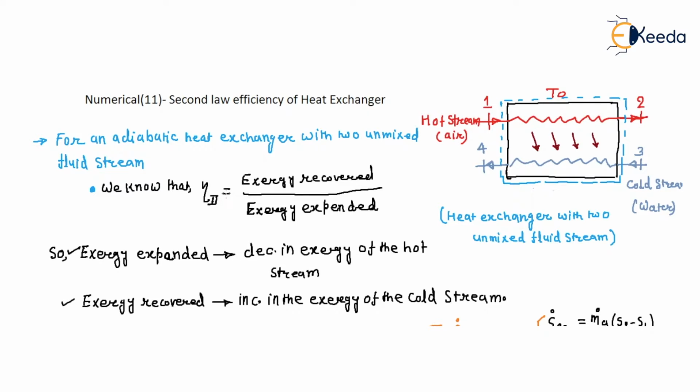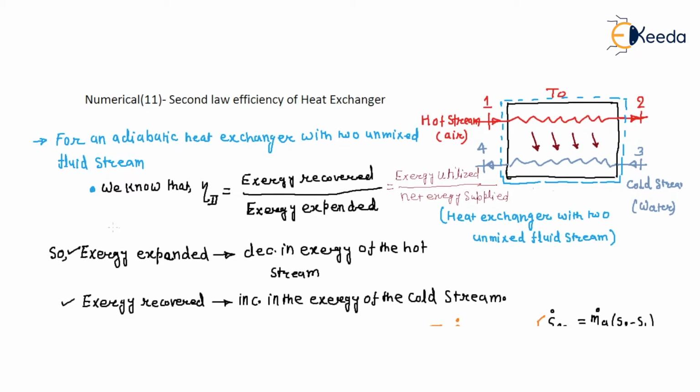So what is the second law efficiency? Second law efficiency is nothing but exergy recovered divided by exergy expended, right? So this can also be written like that. This exergy recovered is nothing but exergy utilized, divided by the net exergy supplied, right?